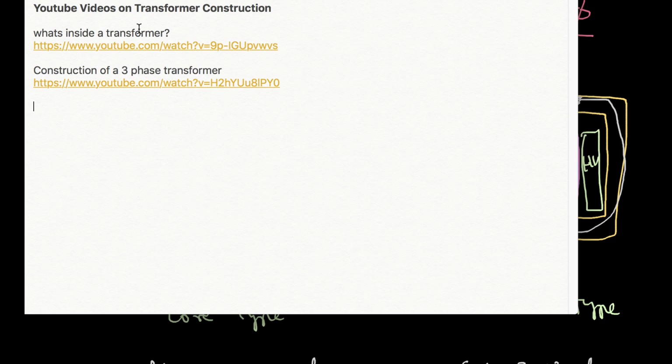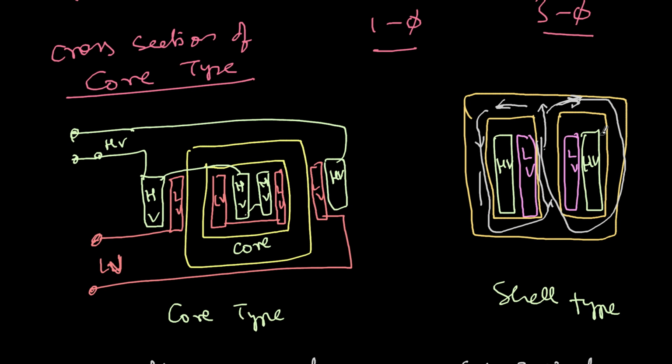So what is inside a transformer? It shows the inside parts of a transformer, and construction of a three-phase transformer is another video. And there are again literally tens or hundreds of videos on transformer construction. So I don't want to speak much on that practical industrial subject. So please explore yourself, go through related videos, see more and more videos on transformer construction. You will get more knowledge than from what I am drawing here. Almost all my diagrams are bad, but you will find very good diagrams.